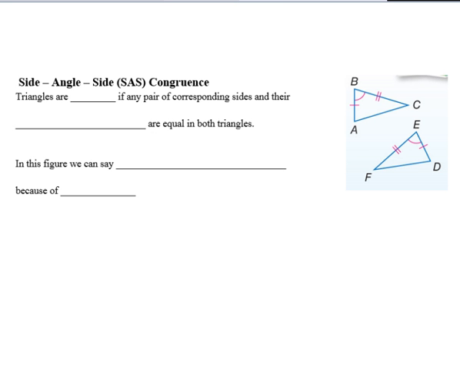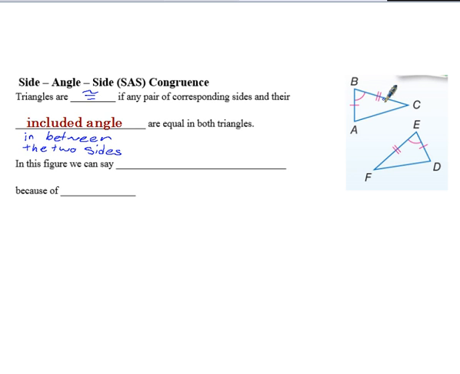The next way to prove two triangles are congruent is with side-angle-side congruency. So when we look at that, what we are saying is that triangles are congruent if any pair of corresponding sides and their included angle are equal in both triangles. So the big question is, what is the included angle? The included angle is essentially the angle that's in between the two sides.